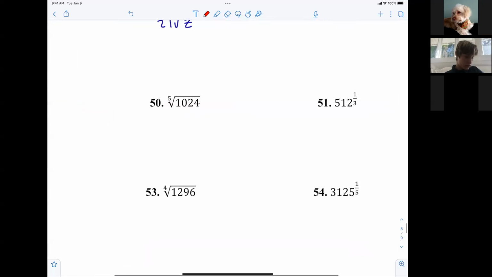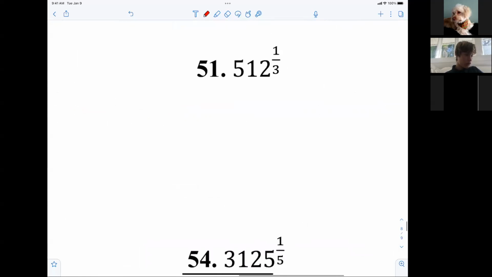Okay, let's check out 51. The cube root of 512. Everybody do that on the calculator. The cube root of 512, is that 8? Everybody's good with 8? Okay, anybody have any issues?